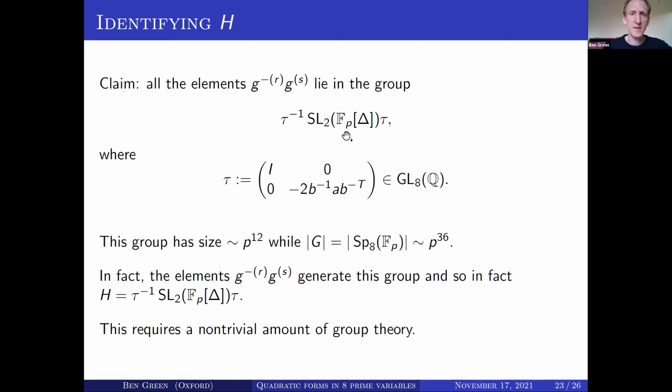What's going to happen is this F_p adjoin delta, at least if delta has distinct eigenvalues, is going to be a product of fields. And so that SL2 of that ring will be a product of SL2s of fields. And so you need to use the theory of subgroups of products of groups, things like Goursat's lemma. But it's all stuff that's well known and somewhat standard in the discussion of convolutions of measures on groups.